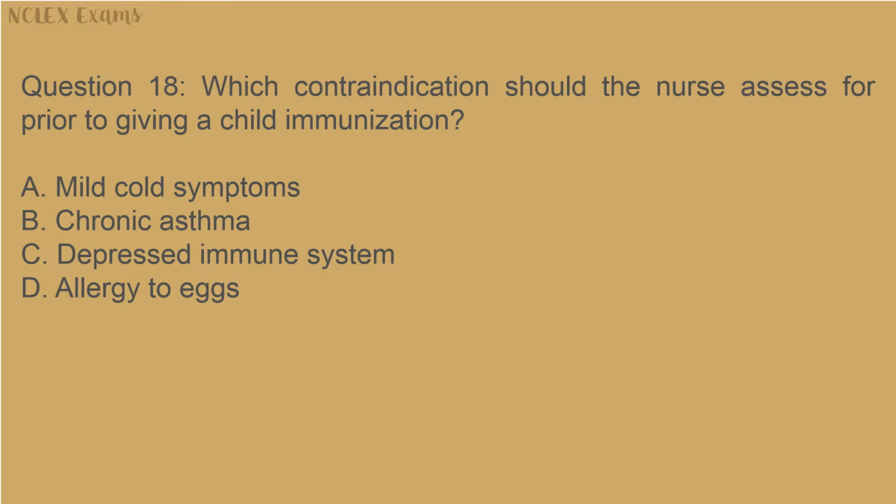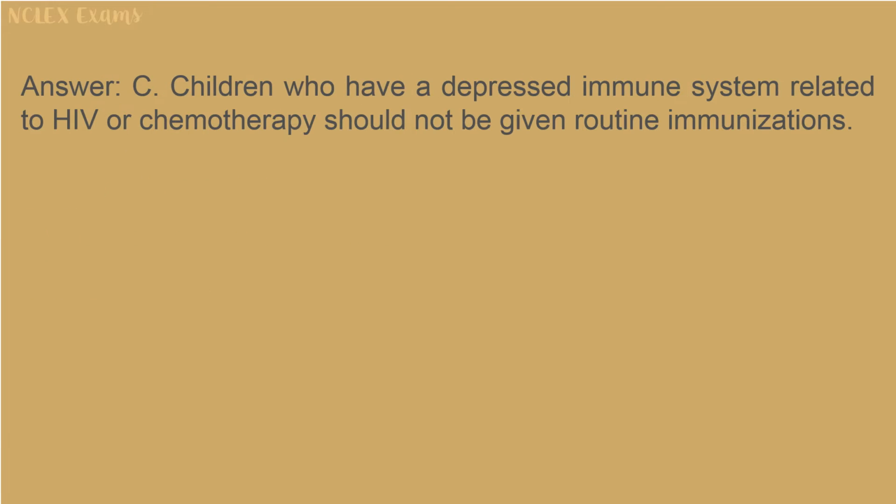Question 18. Which contraindication should the nurse assess for prior to giving a child immunization? A. Mild cold symptoms. B. Chronic asthma. C. Depressed immune system. D. Allergy to eggs. Answer: C. Children who have a depressed immune system related to HIV or chemotherapy should not be given routine immunizations.